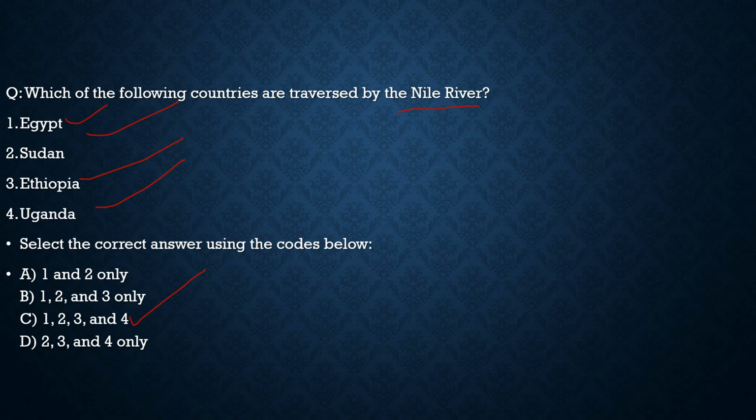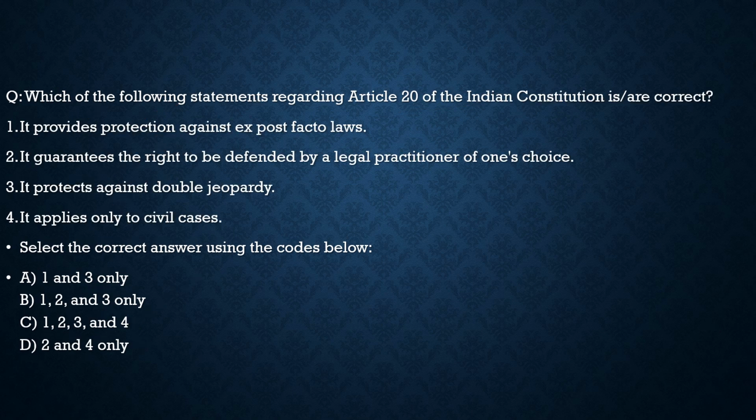Now, let's move to the static portion topic, which today is Article 20. Let's try to solve it. You know that Article 20 deals with protection in respect of conviction for offenses. So, let's try to solve this question and understand it more deeply. The question says, which of the following statements are correct regarding Article 20 of the Indian Constitution?